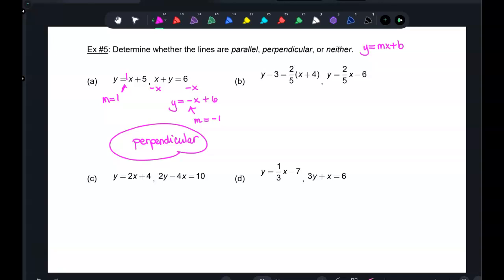Okay, this one is actually in point slope form. Do you see what's in front of the x? What is the m? 2/5. Here, m is 2/5. What's the slope for this one? So what do they have to be? That one is y equals 2 fifths x plus 7. We don't even have to multiply it out. So they're parallel, they're the same.